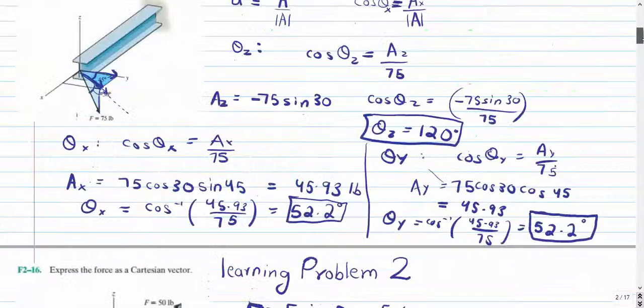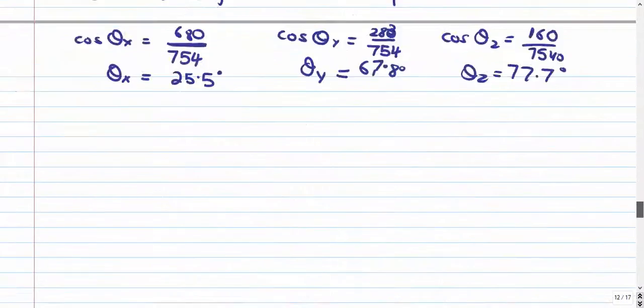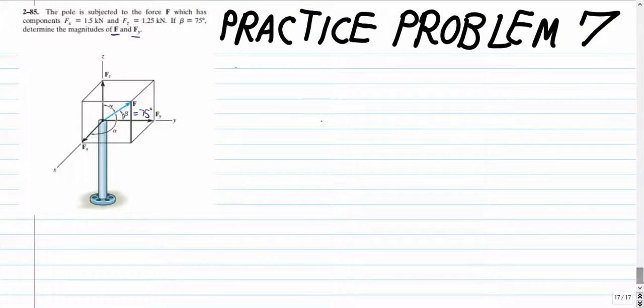Let us look at this question. It says the pole is subjected to the force F, which has components Fx equal to 1.5 kilonewtons, and Fz equal to 1.25 kilonewtons. If beta is 75 degrees, determine the magnitude of the force F and Fy, which is its component along the y-axis. First of all, they have given us the angle beta, which is equal to 75 degrees.